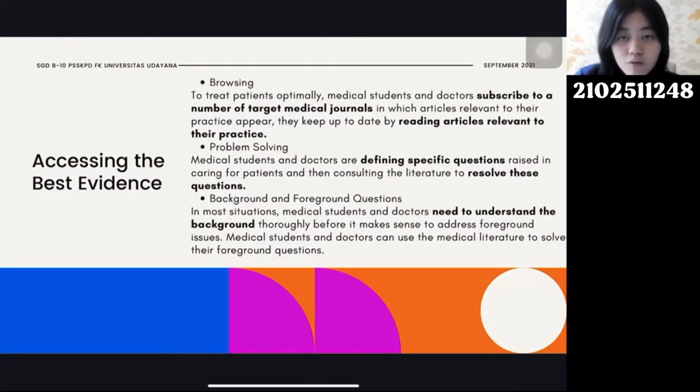Most situations require us to understand the background properly when addressing foreground issues. We can use medical writing to solve the foreground questions.